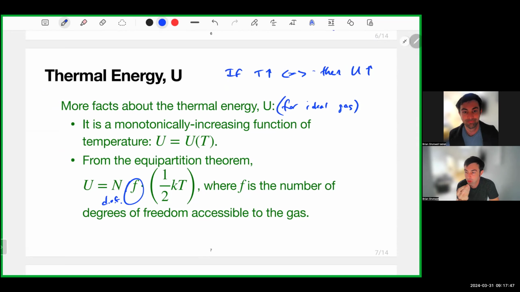And for each one of those degrees of freedom, it can store a certain amount of energy. And this is what the equipartition theorem is all about. For each degree of freedom, you can store this much energy, 1/2 kT. And this is per molecule. So if you want the total amount of energy, you have to multiply by the total number of molecules as well.